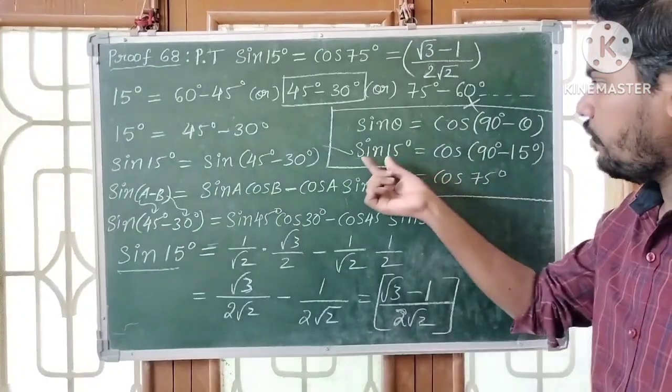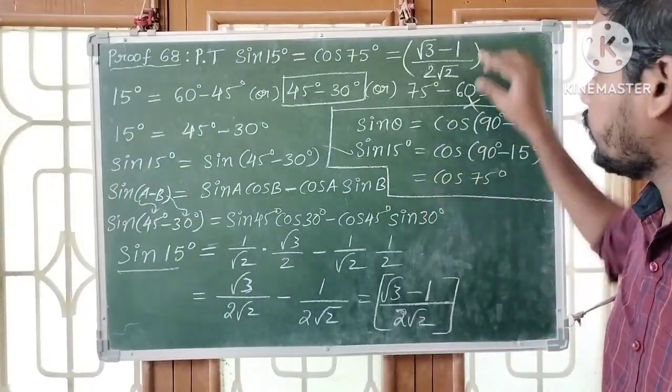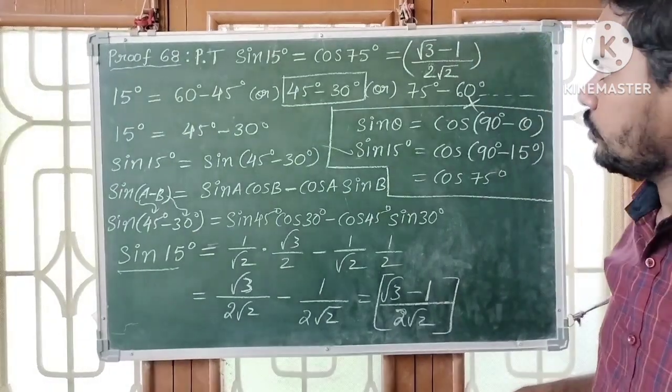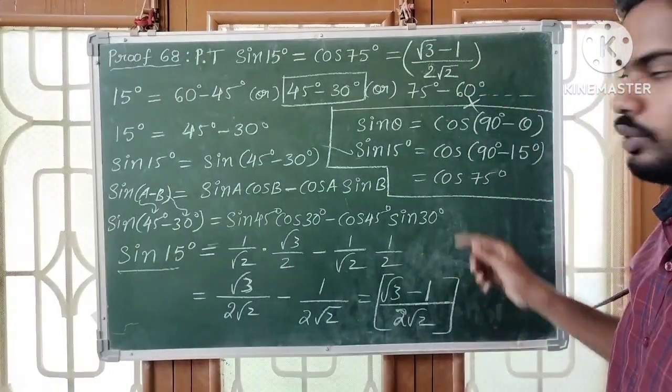So sin 15 degrees is equal to cos 75 degrees is equal to, what is the common value? (Root 3 minus 1) by 2 root 2. Hence proved.